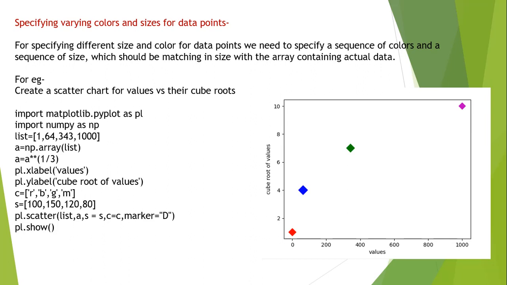Okay, so I think it's clear to you now how you can use varying colors and sizes for data points in a scatter chart. Okay, so let's move further.